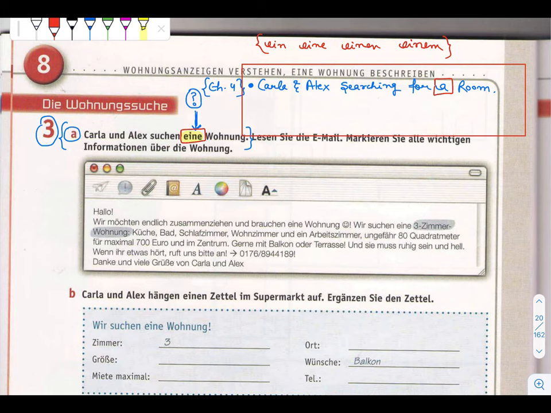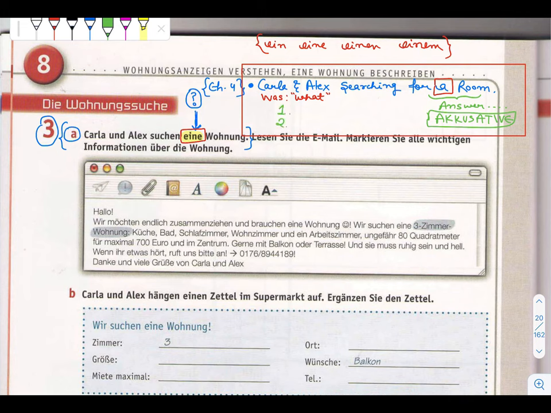Again, I will ask myself the was question. Was means what. I will ask: what are Carla and Alex searching for? My answer will be a room. Yes, I ask myself the what question, the answer is a room. That means this is a direct object, and direct object means it comes in accusative. We haven't done dative yet, okay? I just explained to you accusative right now. So what are they searching for? A room. Now I know this is accusative. One thing is clear.